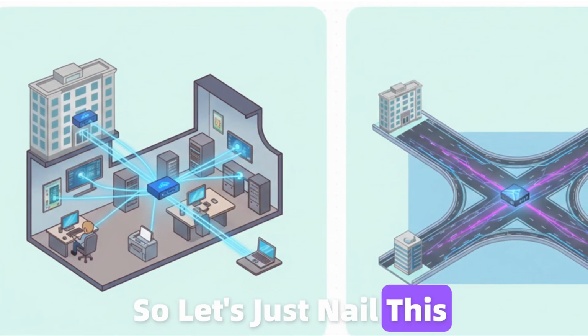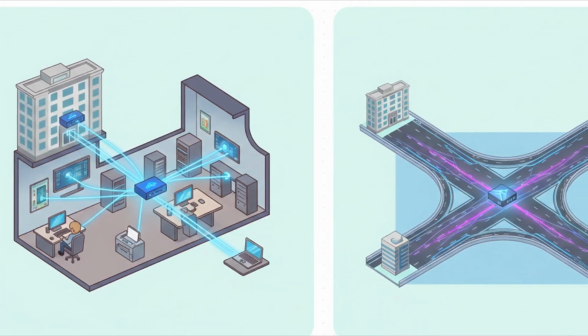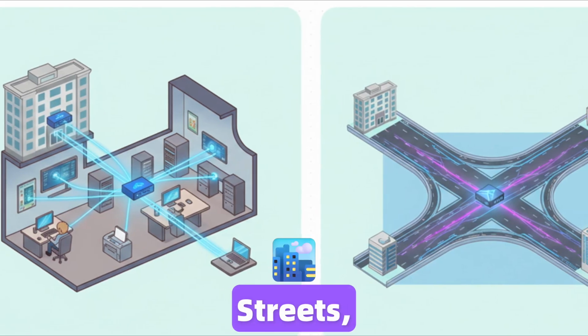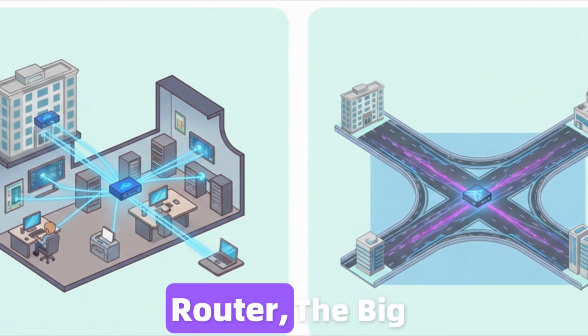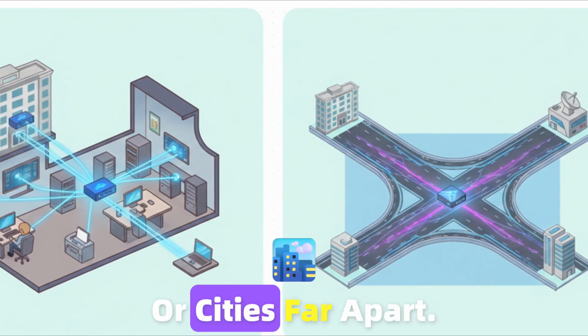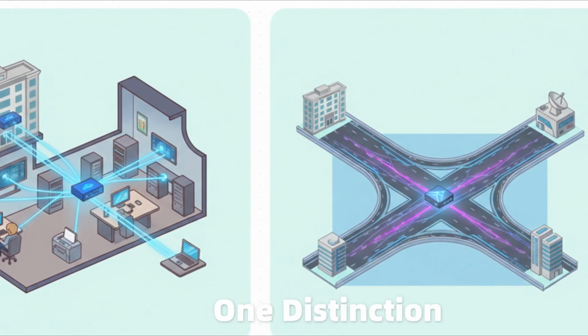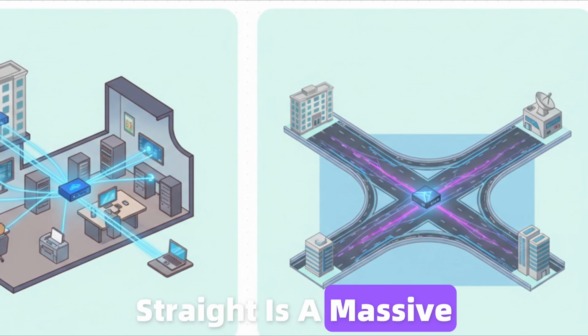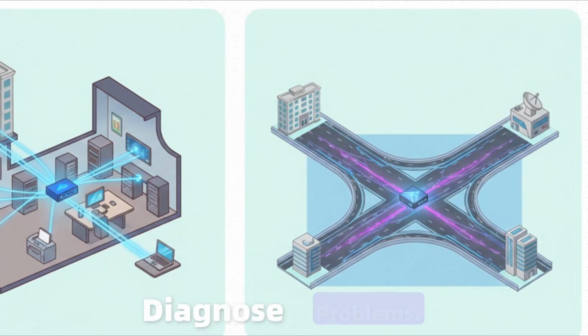So let's just nail this down because it's super important. Switch: local neighborhood streets, connecting devices right there. Router: the big highway system, connecting different networks or cities far apart. Just getting that one distinction straight is a massive step forward in being able to diagnose problems.